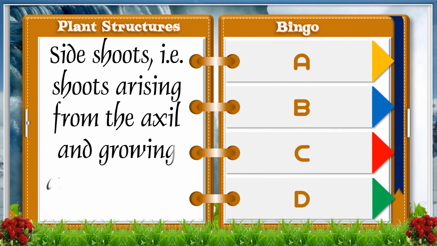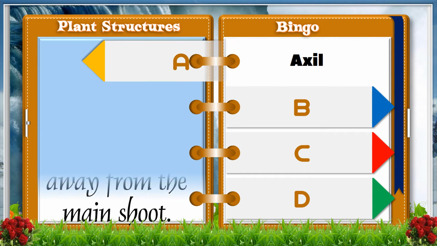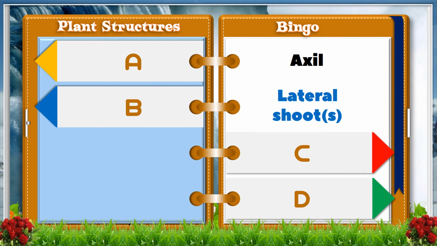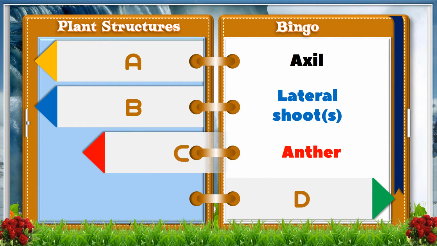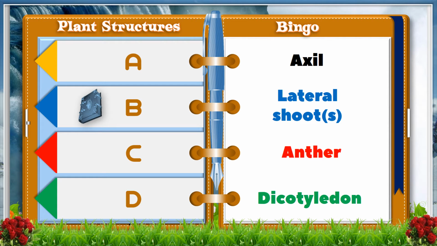Side shoots, that is, shoots arising from the axil and growing away from the main shoot. A, axil. B, lateral shoots. C, anther. D, cotyledon. And the answer is B, lateral shoots.